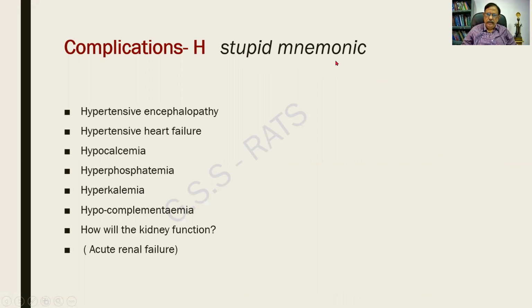Please remember H. There can be hypertensive encephalopathy, hypertensive heart failure, hypocalcemia, hyperphosphatemia, hyperkalemia, electrolyte imbalances can be there, hypocomplementemia, and how will the kidney function? There will be renal failure. So remember the H. I hope you people are sharp enough to memorize this.